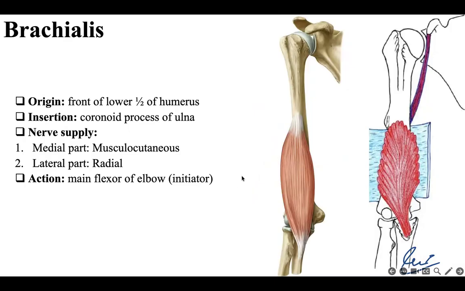The second muscle originates, as we see here, from the lower half of the humerus and is inserted in the coronoid process. So it is named brachialis. Its nerve supply is double: musculocutaneous for the medial part, and a small lateral part supplied by the radial nerve. What is the action? Main flexion of the elbow. It initiates elbow flexion, very important. This muscle acts on the elbow joint only.